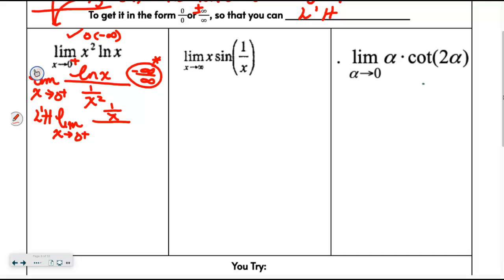Negative 2 over x cubed. Yeah, it's x to the negative, so just make sure you've got your derivatives down. Okay, so it'd be negative 2 over x cubed. Then I'm going to clean it up. I'm just going to keep on working with this until I can get at an answer.